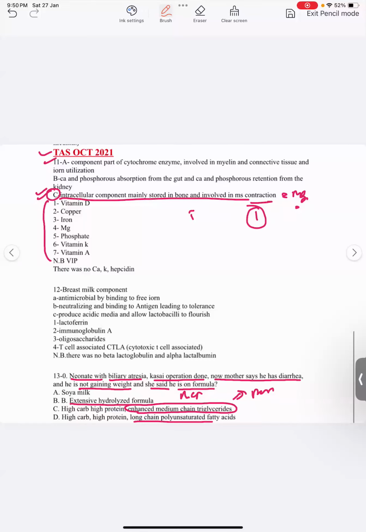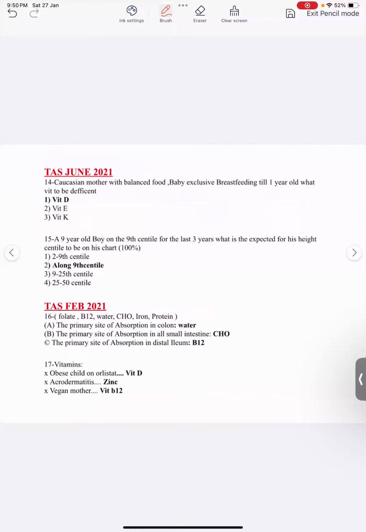Long chain polyunsaturated, definitely that cannot be used. So C is the correct option here, right? Okay, the next question, again the repetition. See here, I will read it.